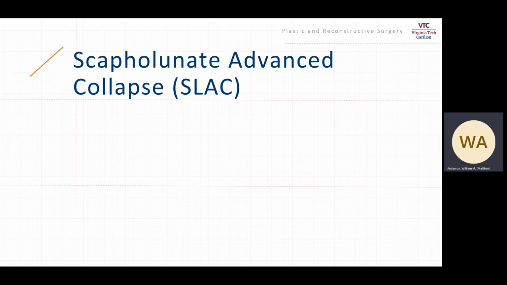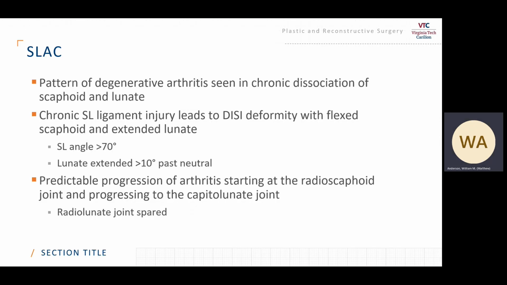So the first pattern of degenerative arthritis that I'm going to discuss is scapholunate advanced collapse, or SLAC wrist. SLAC is a pattern of degenerative arthritis that is seen in chronic dissociation of the scaphoid and the lunate. Chronic SL ligament injury eventually leads to a DISI deformity with flexion of the scaphoid and lunate extension. On wrist radiographs, the SL angle is typically over 70 degrees. The lunate can be extended past 10 degrees of neutral.